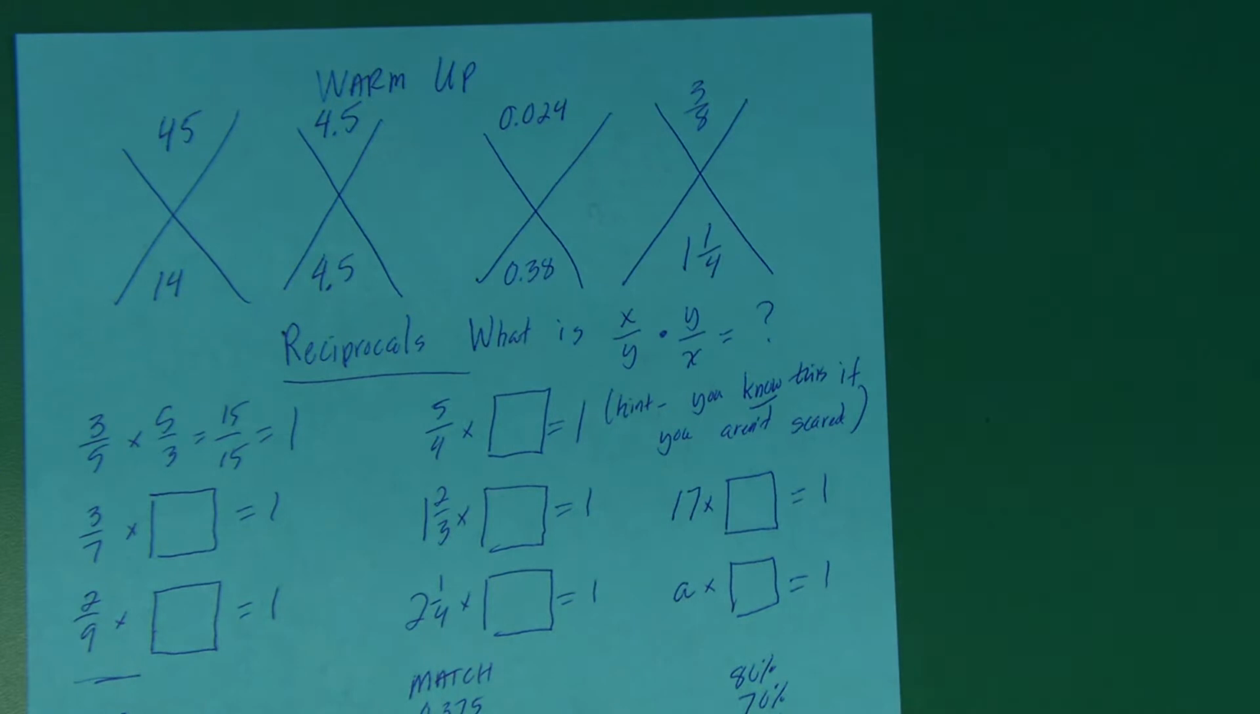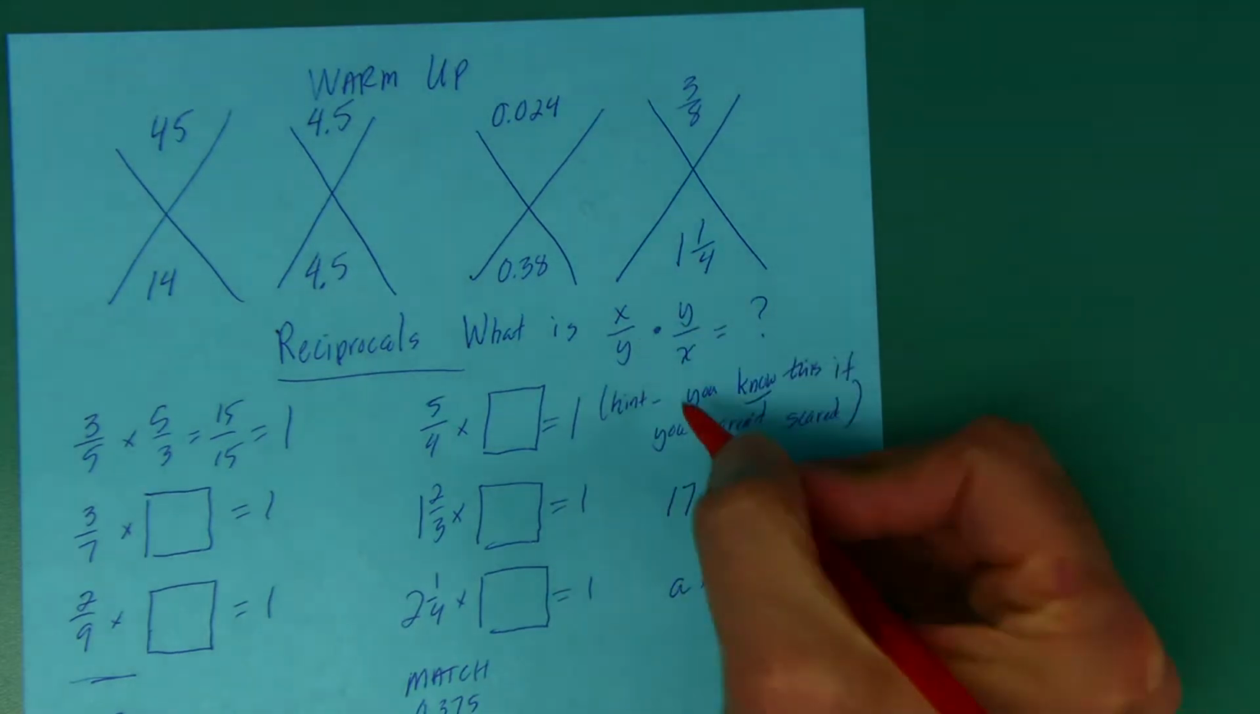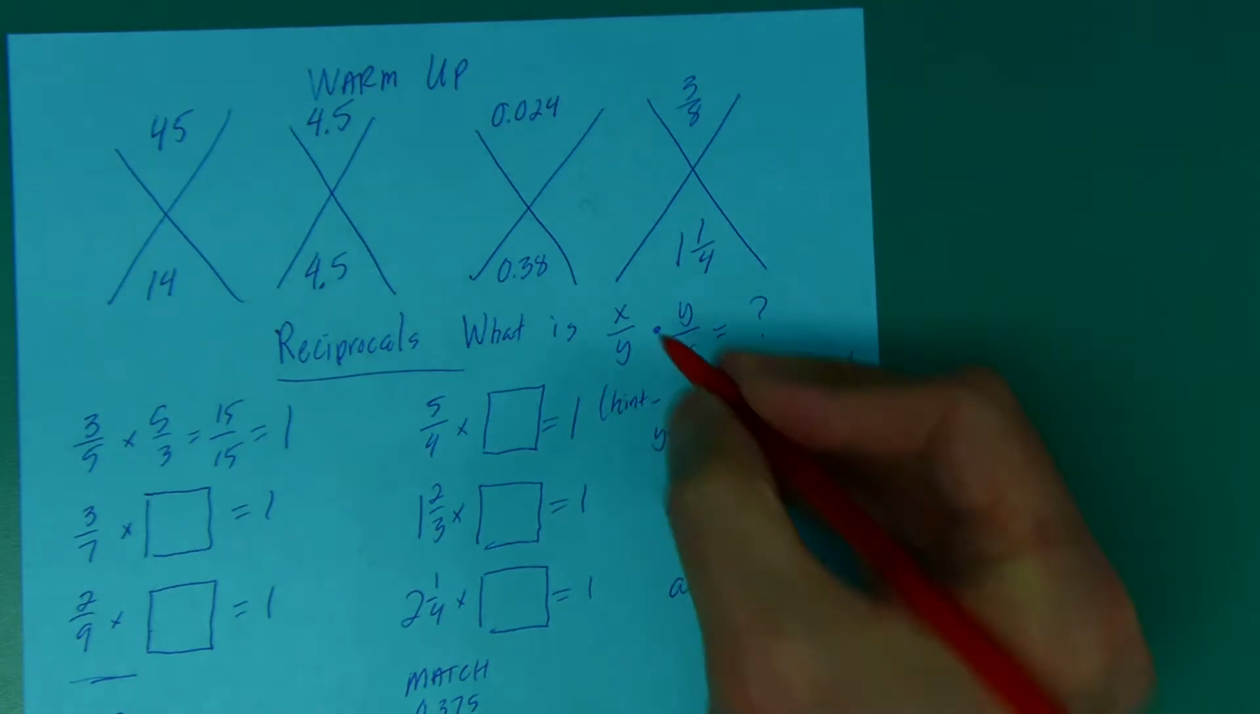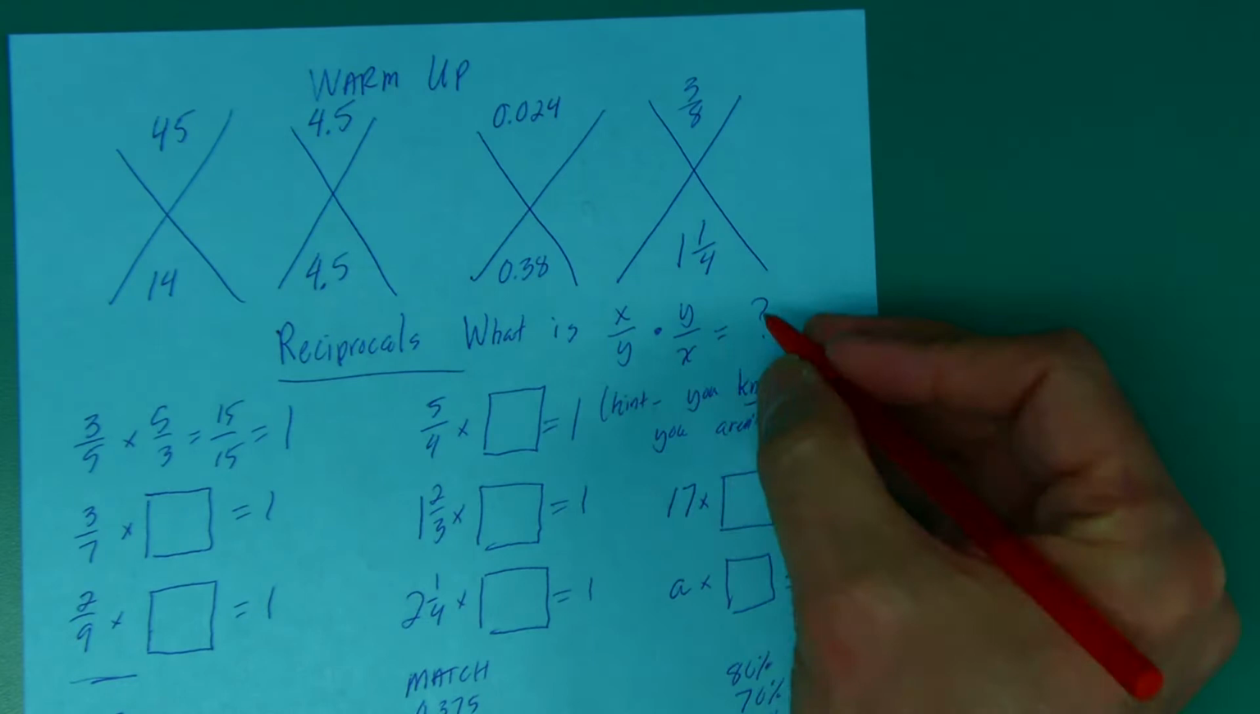There's something new here called reciprocals. And reciprocals are numbers that you multiply to get a product of one. And you think, well, how can I multiply two numbers to get one? Well, here's a perfect example. x over y times y over x. We don't even know what x and y are. But what do you get when you multiply x over y times y over x?